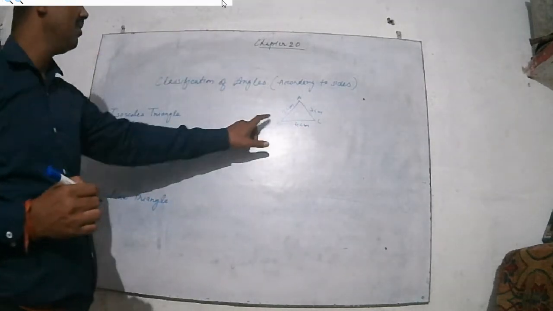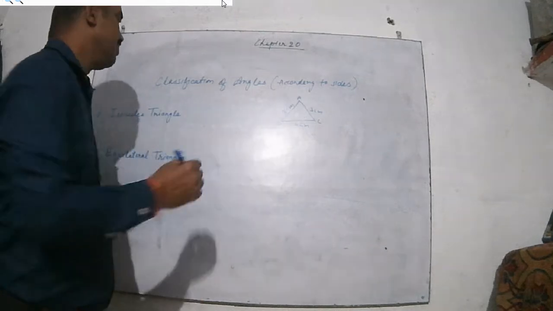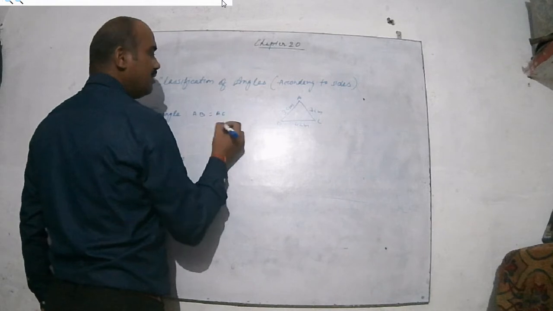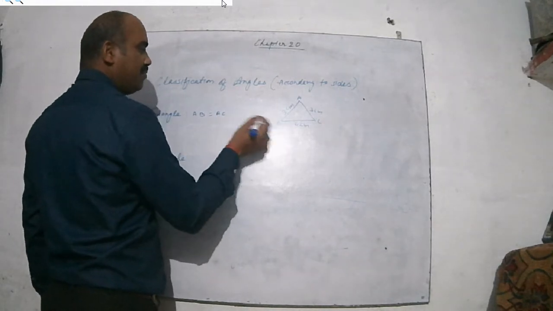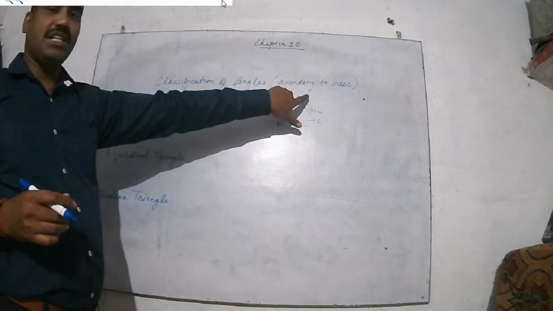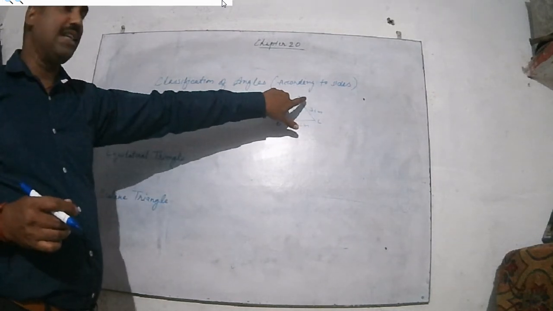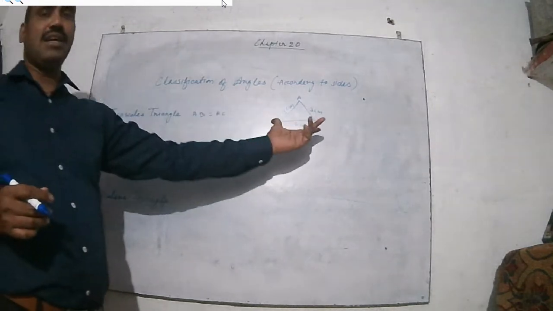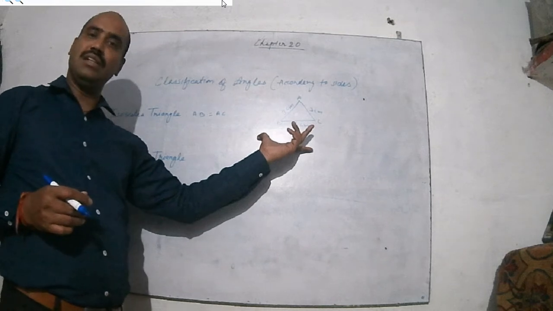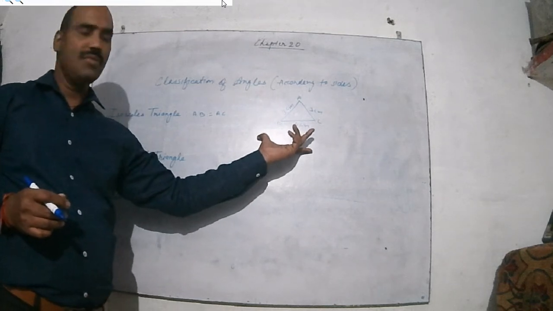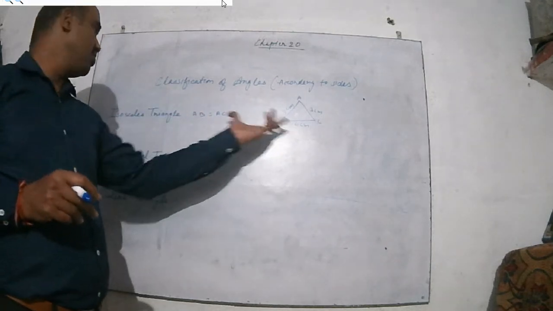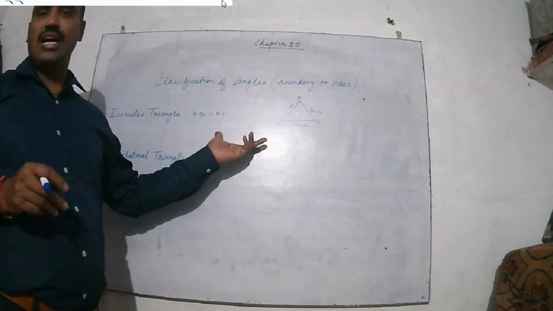Now here you see two sides are equal, meaning AB is equal to AC, but BC is not equal to this one. So here only two sides are equal. So in that case you have to tell that the triangle is isosceles. Clear? If two sides are equal, then you say that the triangle is isosceles.